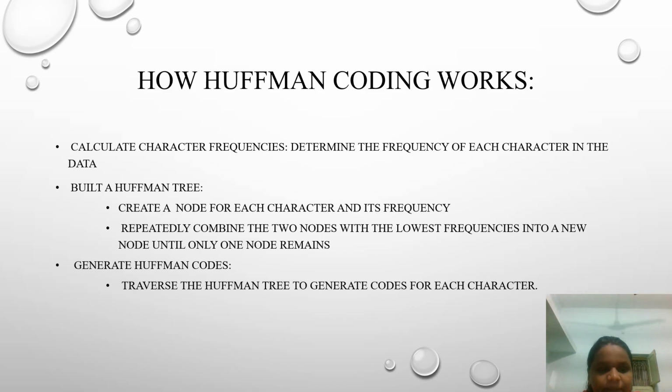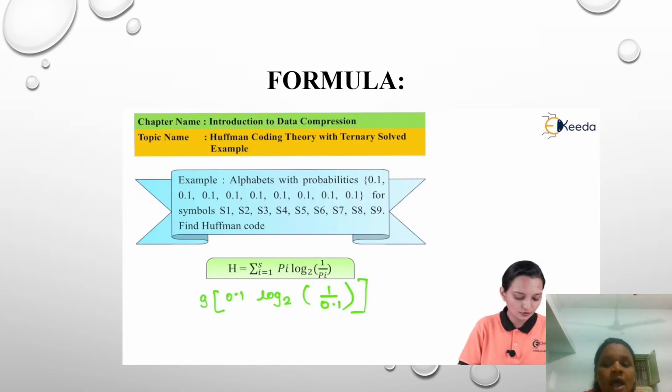How are we generating? We traverse the Huffman tree to generate the code for each character, and we repeat this process, which means the Huffman tree process is used and we are generating the code.